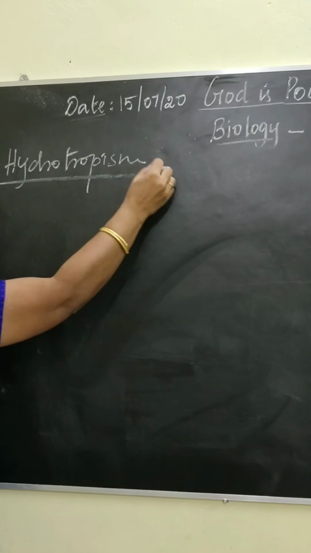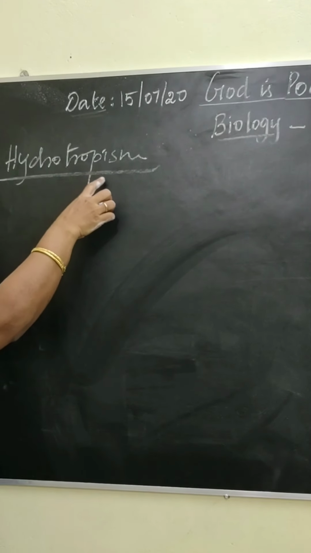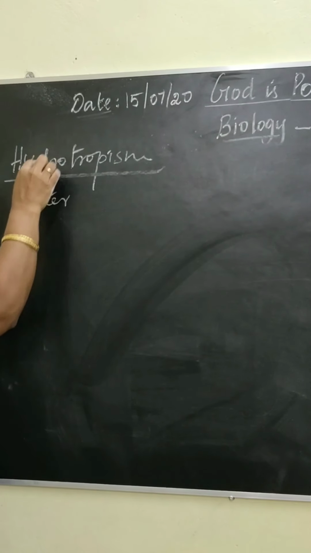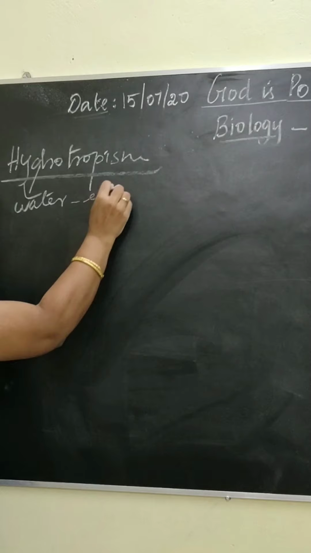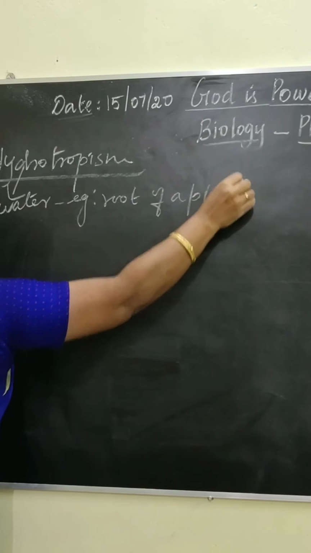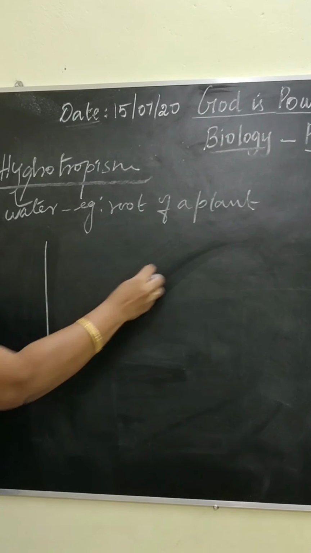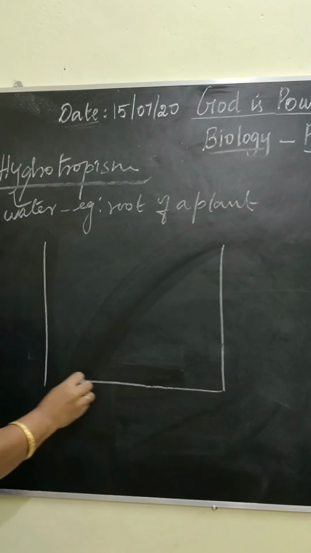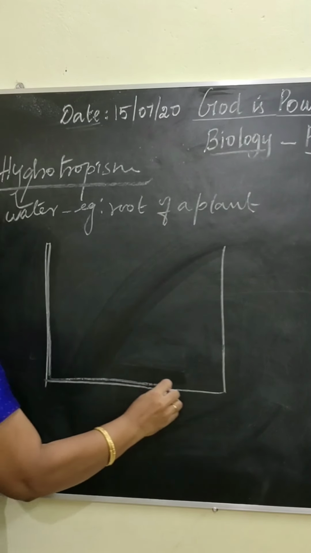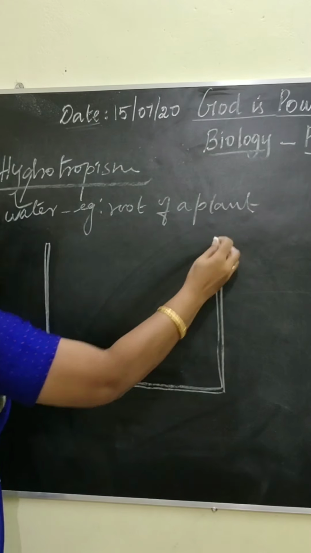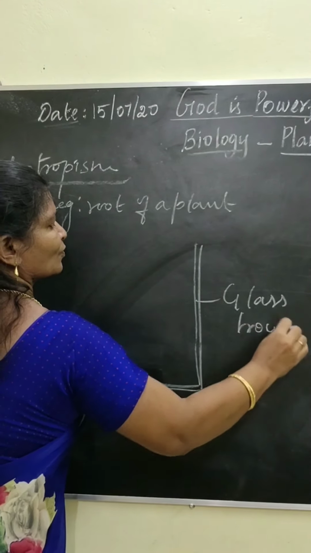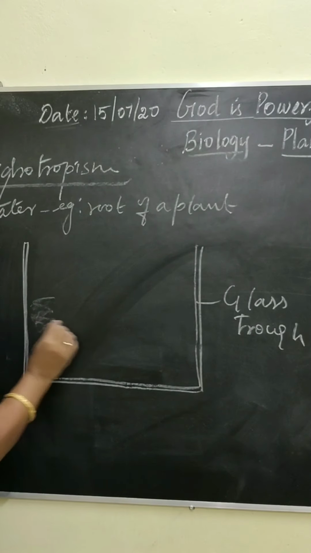What is hydrotropism? The movement of a part of a plant towards water is called what? Hydrotropism. Hydro means what? Water. Example, root of a plant. Yes. Now you take a glass trough containing sand.